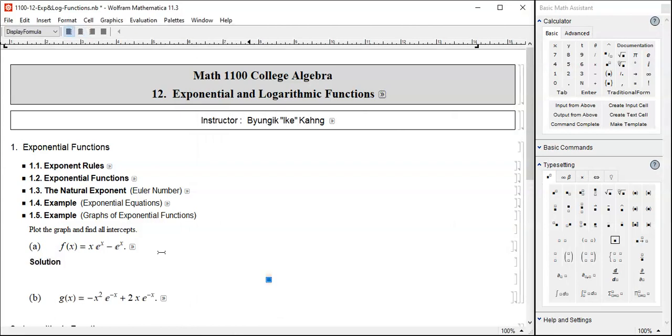The y-intercept is the easiest, so let's go ahead and find out. Plug in x equal to 0, we get 0 times e to the 0 power minus e to the 0 power. And what is it? 0 times e to the 0 power is, of course, 0. And e to the 0 power, anything to the 0 power is 1. So we have -1. So the y-intercept is -1.